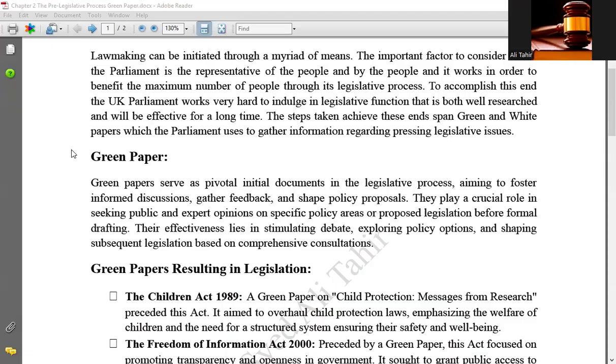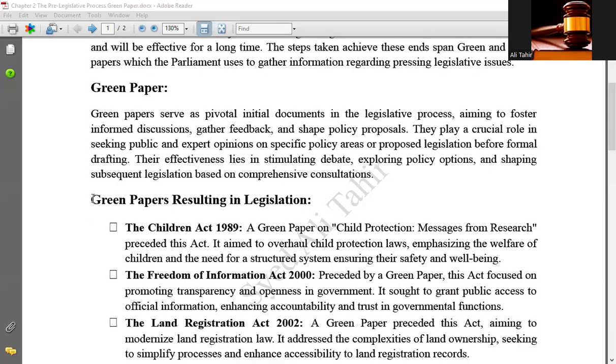They play a crucial role in seeking public and expert opinions on specific policy areas or proposed legislation before formal drafting. Their effectiveness lies in stimulating debate, exploring policy options, and shaping subsequent legislation based on comprehensive consultations. So basically, green papers are scientific and technical consultations which are available to the parliament in the form of a green paper. Green papers resulting in legislation.